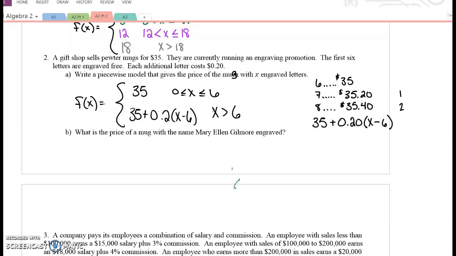This problem is actually a really classic use of piecewise functions, because if you tried to use this second function with 4 letters, you'd end up decreasing the cost of the mug. But because of these conditions, it's saying if you're only using 4 letters, you have to use that first function, not the second function. So the piecewise function, because of these conditions, tells you specifically which function to use based on your x value. So on your own, what is the price of a mug with the name Mary Ellen Gilmore engraved on it? It's a great name, isn't it? It's a really great name right there.